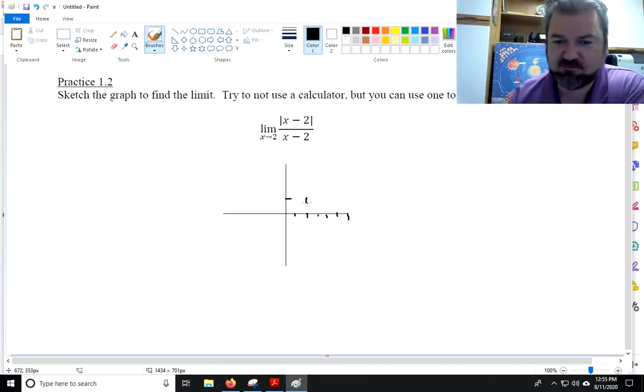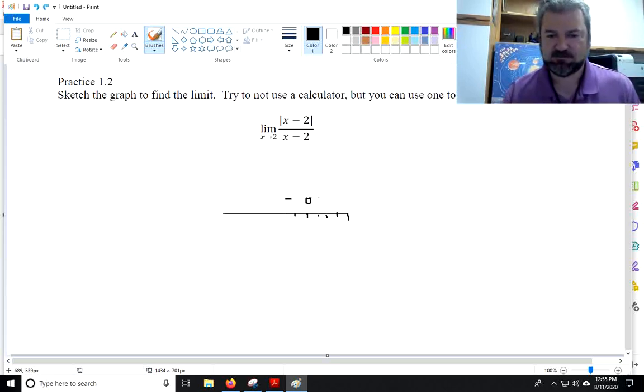Now, when x is equal to 2, though, you would get divide by 0. So that's not going to happen. So I'm going to show that with an open circle. And it's just going to be going off to the right forever.